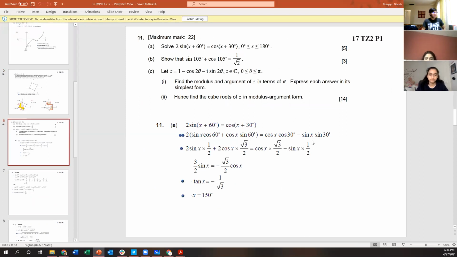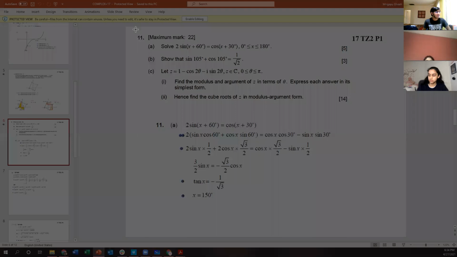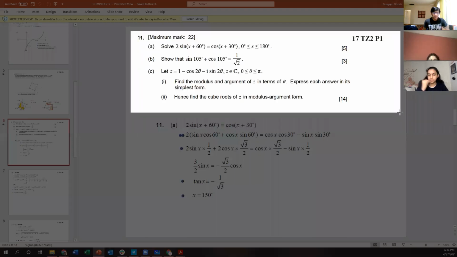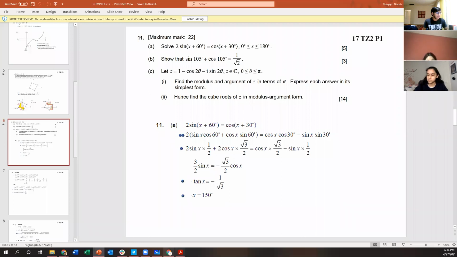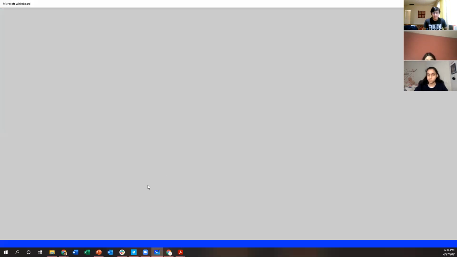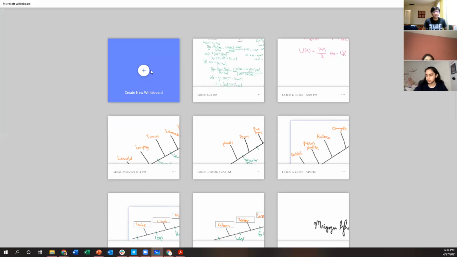Okay, we're going to take a look at number 11 here. It's a 22-mark problem, which means it'll probably take us about 30 minutes to get through. So this will take us a while. Just wanted to brace you for that. And from the very beginning, we're going to be using trig rules. So this is exactly what you wanted.